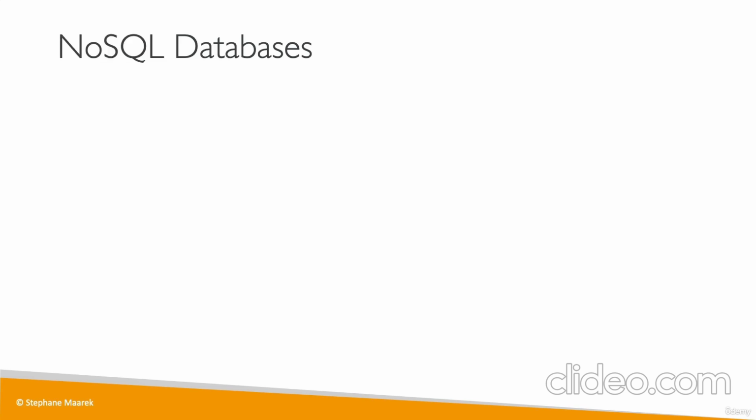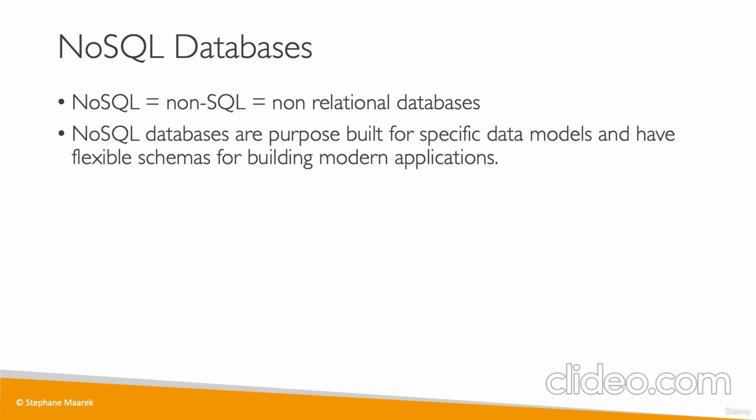Next, we have NoSQL databases. NoSQL means non-SQL, which means non-relational databases. So NoSQL are new or more modern kind of databases. They're built for a specific purpose with a specific data model in mind, and they have a flexible schema for building modern applications. A schema is basically the shape of the data. So the benefit of using a NoSQL database is that you have more flexibility. It's easier to make the data model evolve.